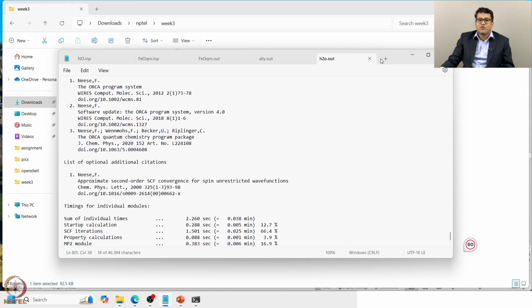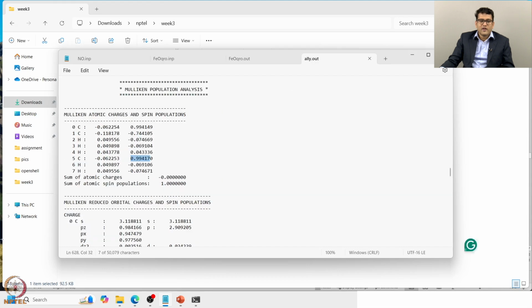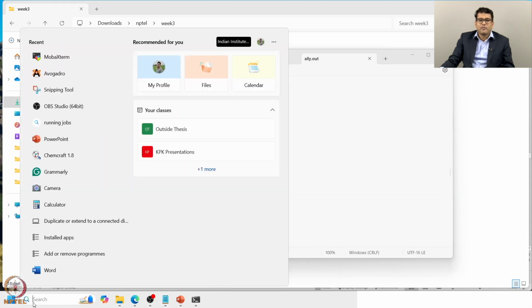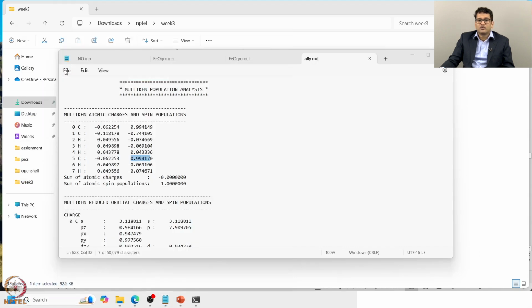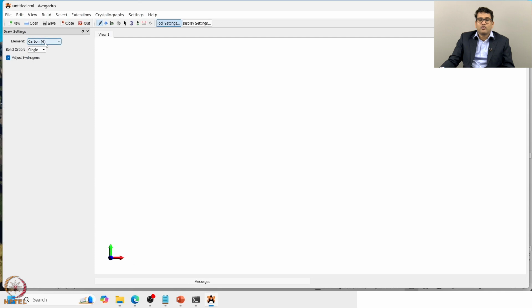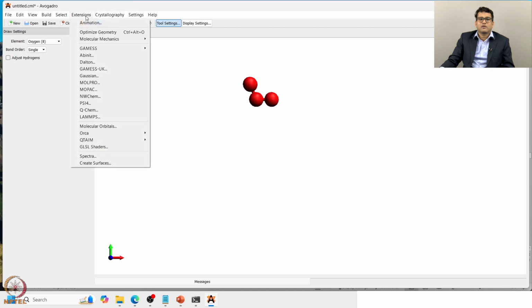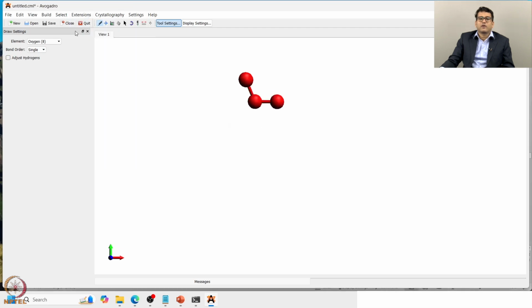Now, see a case where the orbitals may not be so good, and one of the prominent examples is actually ozone. So, let us try to draw ozone, oxygen, okay.